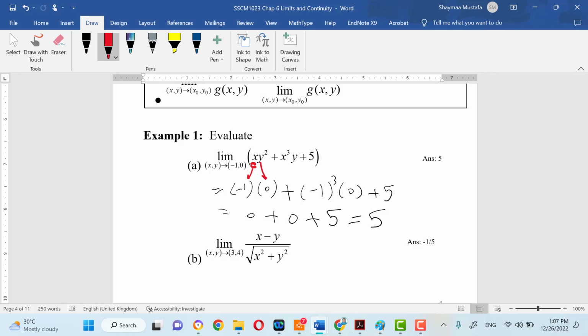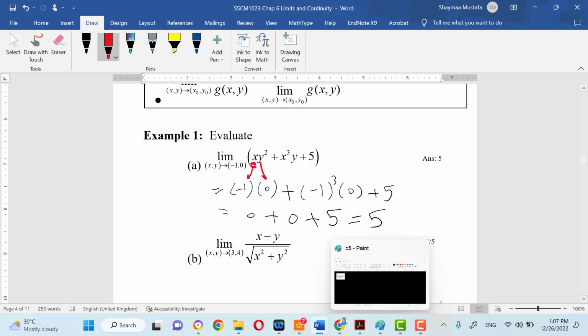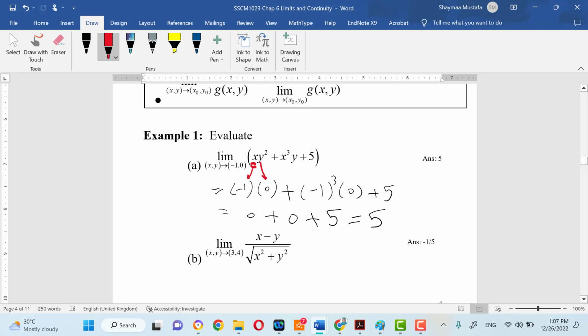So here we have minus 1 times 0, plus x cubed, which is minus 1 cubed, multiplied by y, which is 0, plus 5. So this is 0 plus 0 plus 5, which is equal to 5. So the limit of this function is equal to 5.